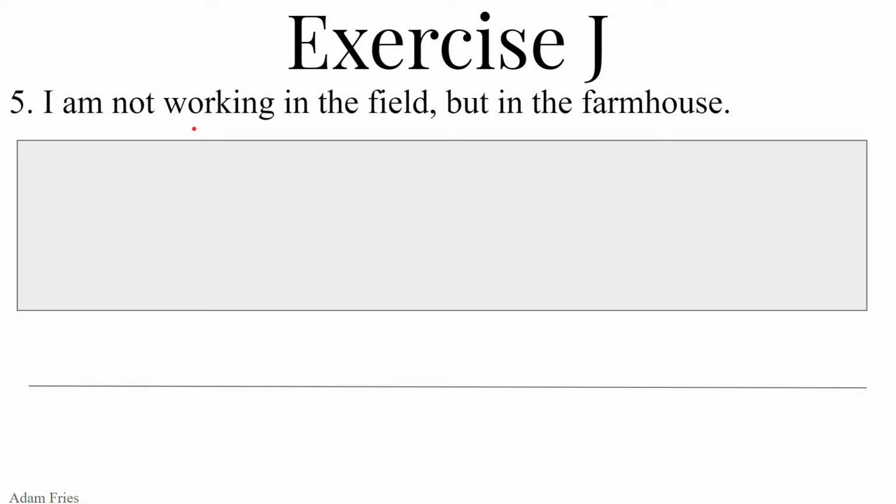Number 5. I am not working in the field, but in the farmhouse. Obviously. So I am not working. Don't get confused and say, oh, that's got to be sum, that's got to be a linking verb. Well, if it's a linking verb, then you should be able to cross out the am and put in an equal sign. Do I equal not working? That doesn't really make much sense. So this is not a linking verb. Am is a helping verb here. It's helping the verb working, with the adverb not nestled between them.